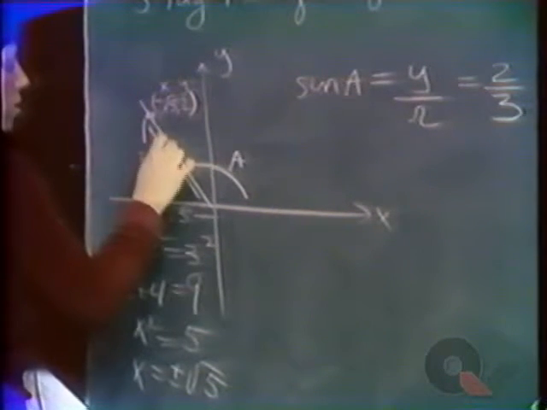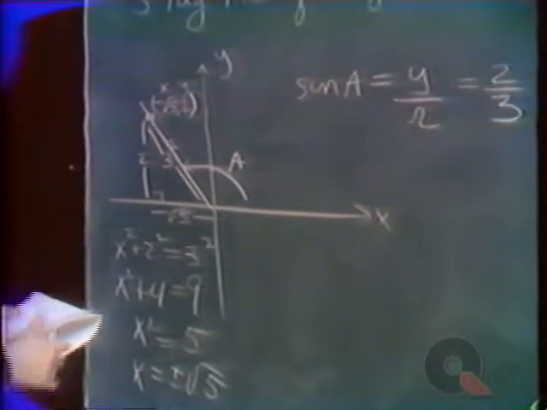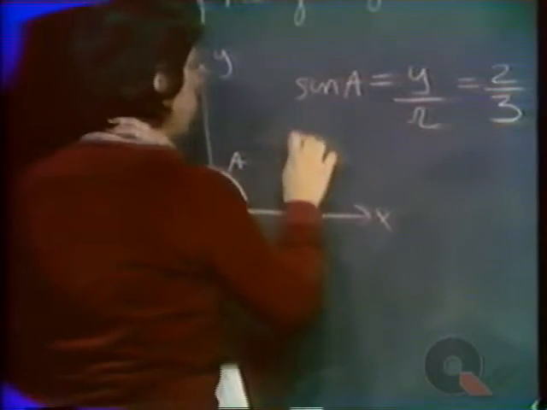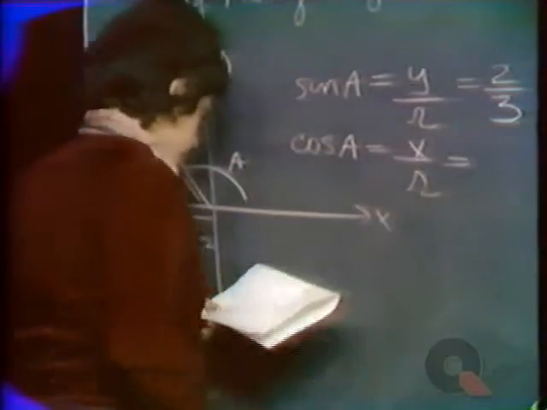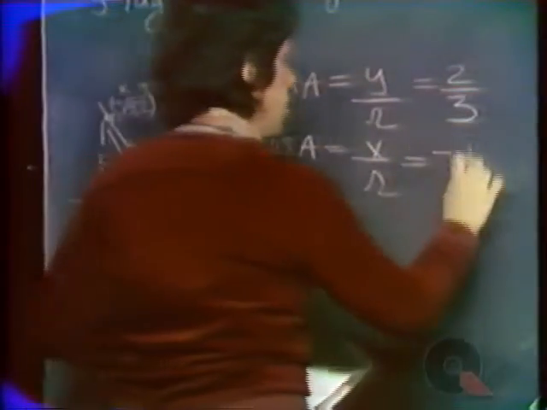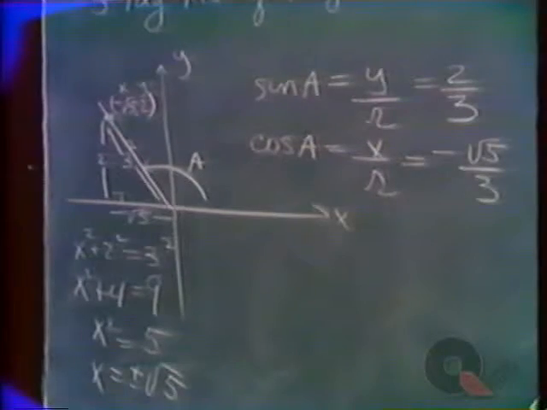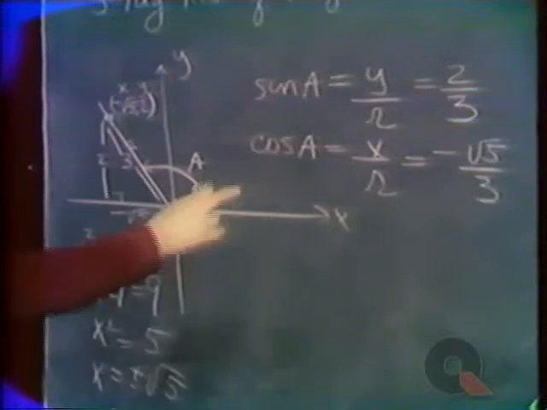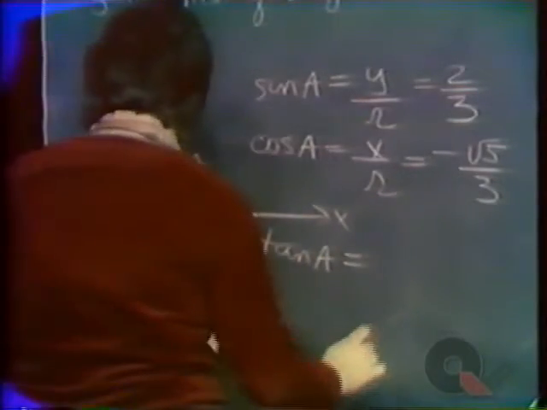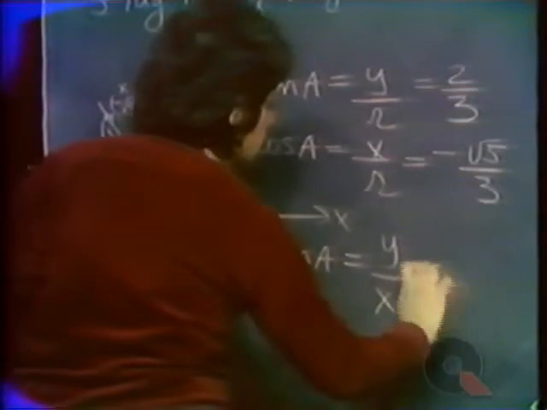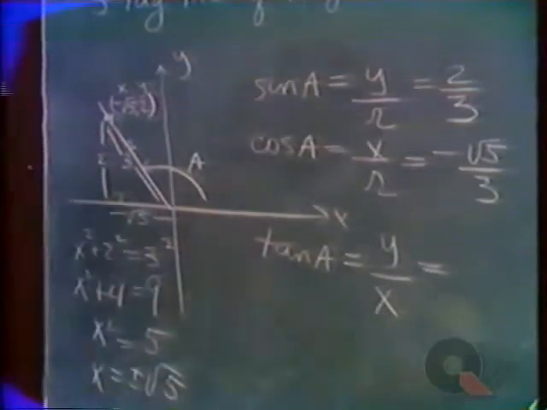Okay, now that we know what x, y, and r are, we're able to write down all of the trig functions of angle A. Cosine of A is by definition x over r. Therefore, it's minus the square root of 5 over 3. x is minus the square root of 5, r is 3. Tangent of A is y over x, 2 over minus the square root of 5.